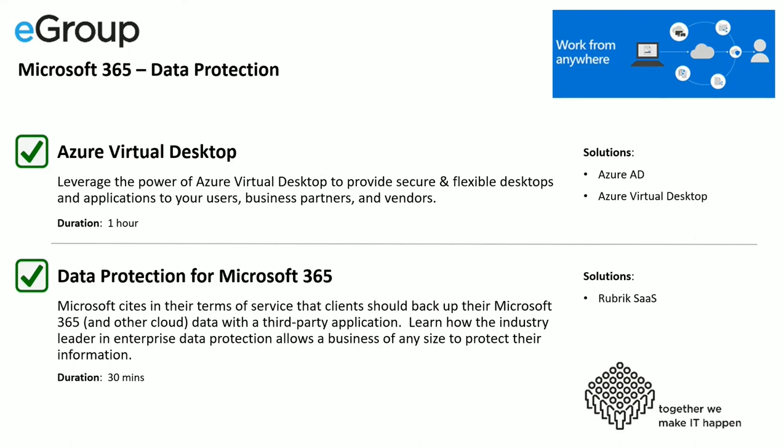And then lastly on this one, with data protection for Microsoft 365, I always go back to the fact that Microsoft cites in their terms of service that clients should back up their Microsoft 365 data and other cloud data, not just Microsoft data, with a third-party application. Microsoft does a lot of things from a data protection standpoint to make sure your information is available. But Microsoft 365, Office 365, is not a backup product.